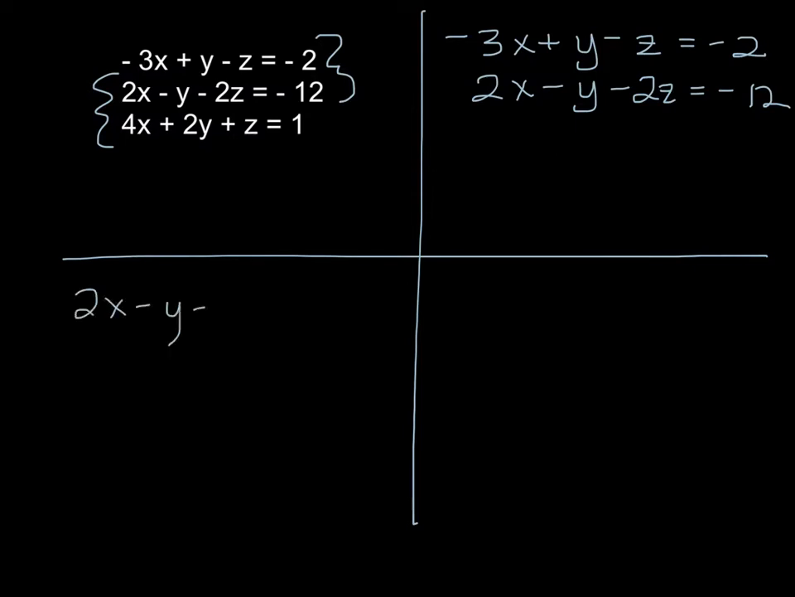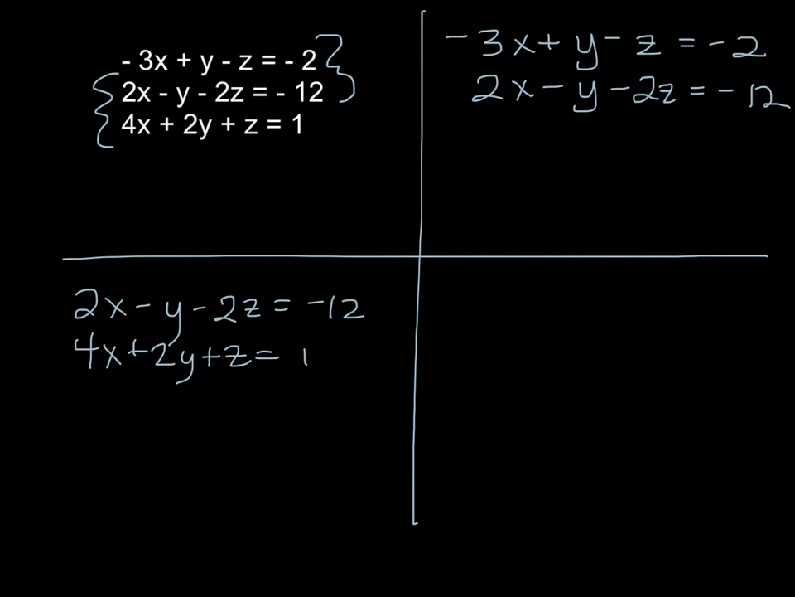Now I'm coming down here, and what I'm going to do is carry those bottom two equations over into this quadrant. And then once again, I'm going to check for any transcription errors. So I've got positive 2x, negative y, negative 2z, negative 12. And then I've got 4x, 2y, positive z, and 1.